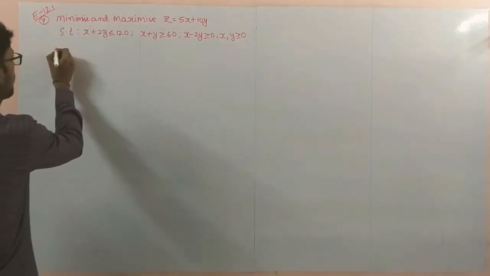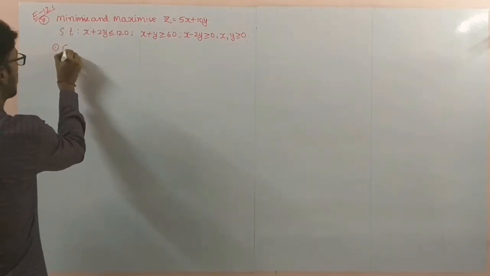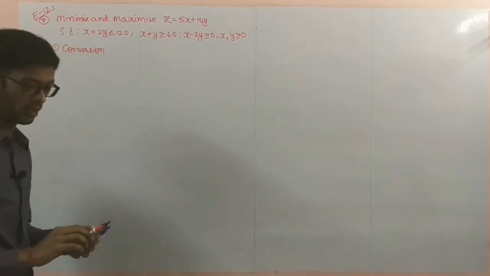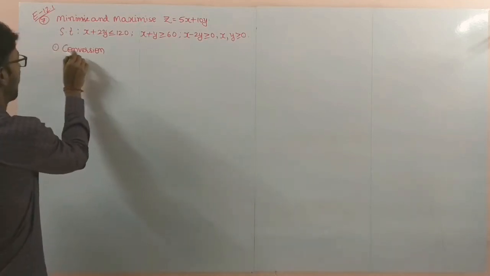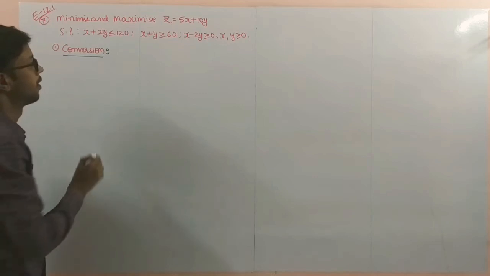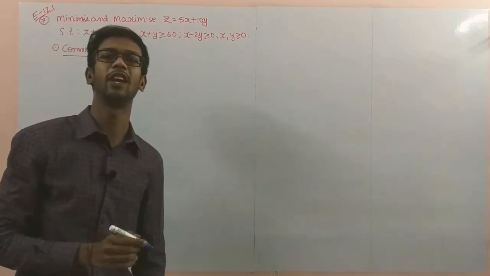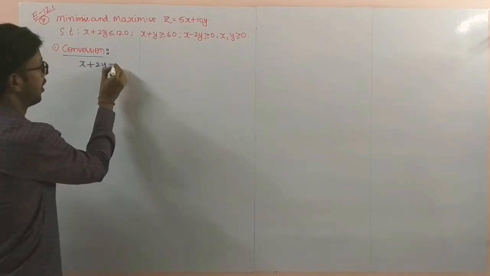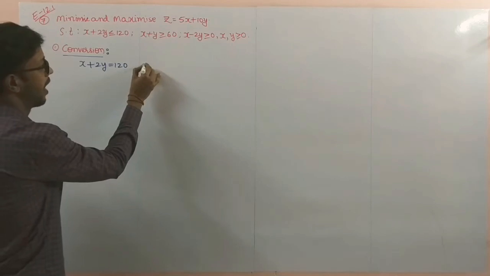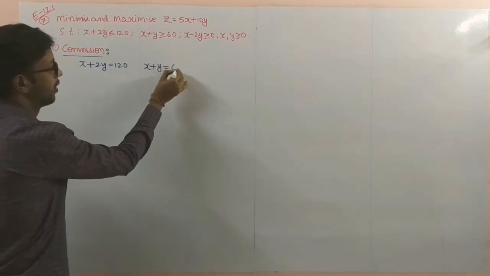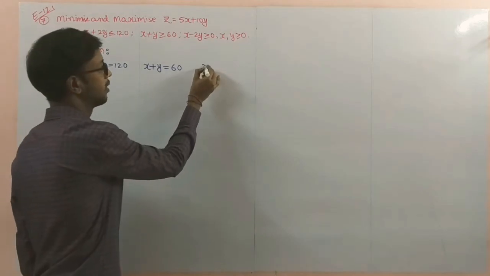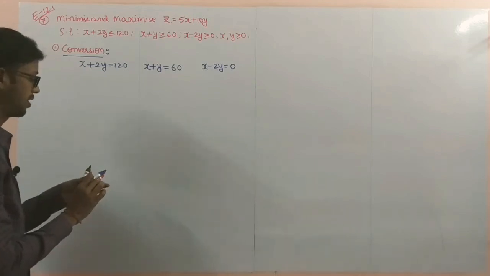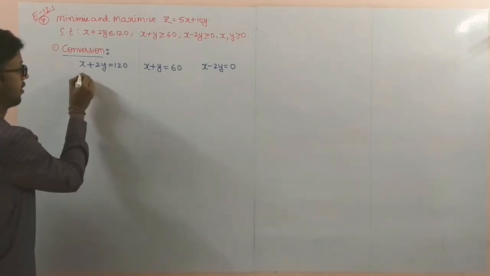Solution. First point, conversion. For conversion purposes, the three inequalities are converted into equations. x plus 2y is equal to 120. Another equation will become x plus y equal to 60. And x minus 2y is equal to 0. Next, we have to draw the tables.